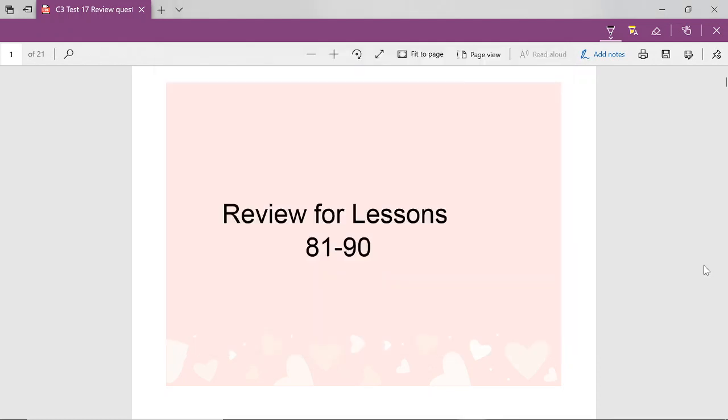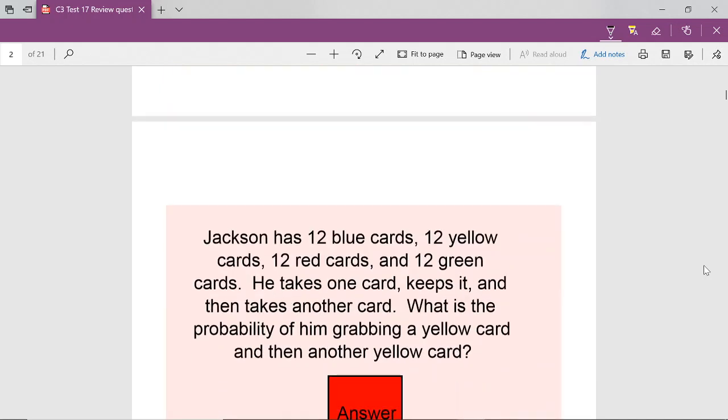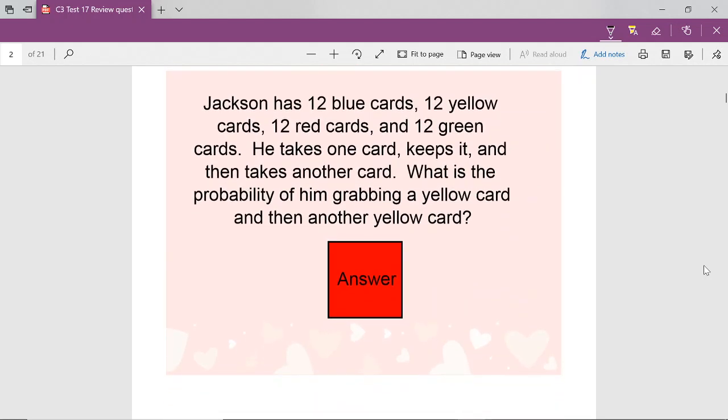Right, this is for course three. We are looking at some of our review questions for test 17, specifically questions 1 through 85, really looking at those ending questions as well. I'll just go through these questions so you can see the process, but also see the answers as well.